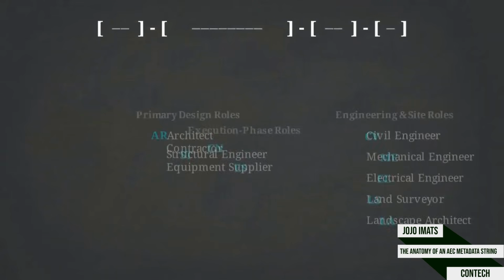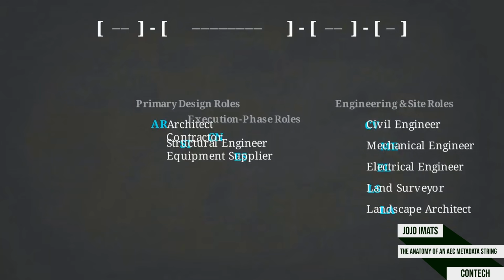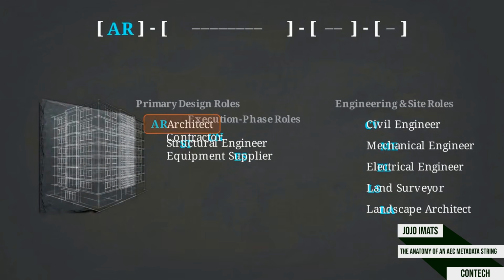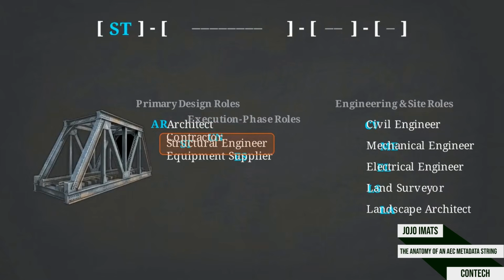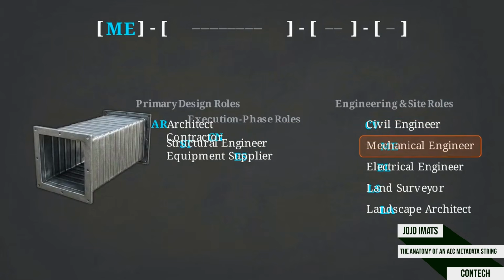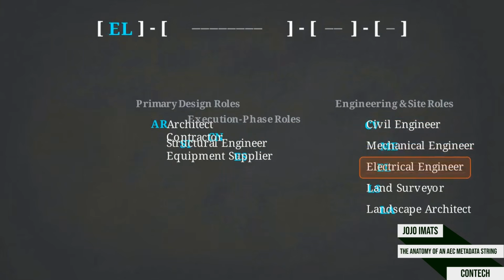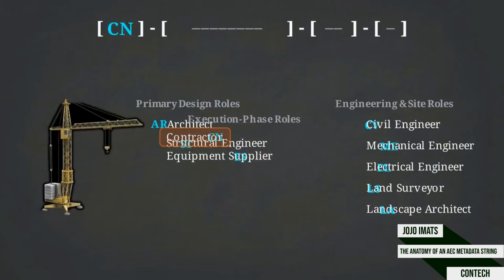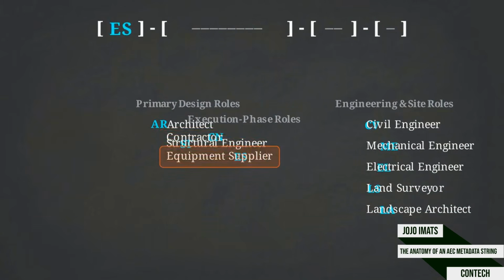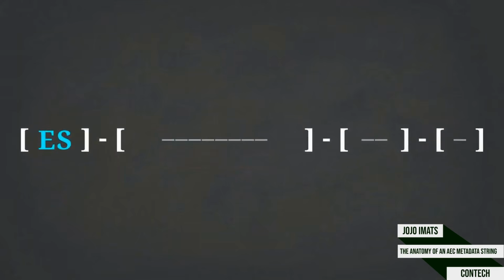The standard uses specific two-letter codes to identify primary design roles. For structural and architectural design, we use AR for architect and ST for structural engineer. Engineering and site roles use C for civil, ME for mechanical, EL for electrical, LS for land surveyor, and LA for landscape architect. Execution phase roles use CN for contractor and ES for equipment supplier. If a sub-author designation is not required, an authorized variation allows a single character like A, C, E, M, or S, followed by a hyphen.